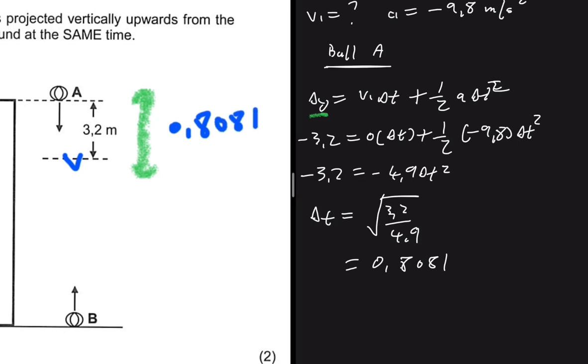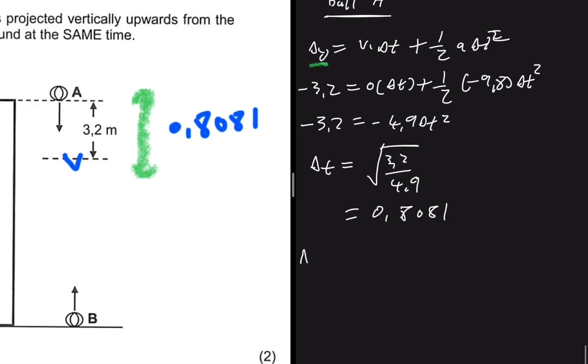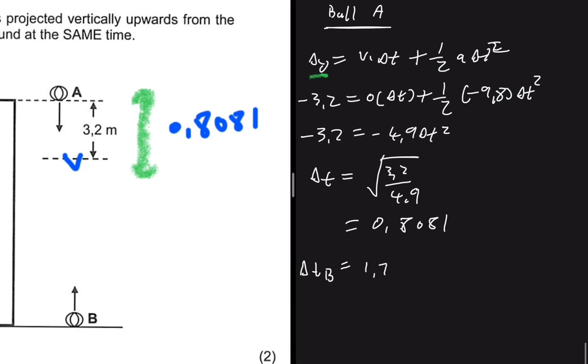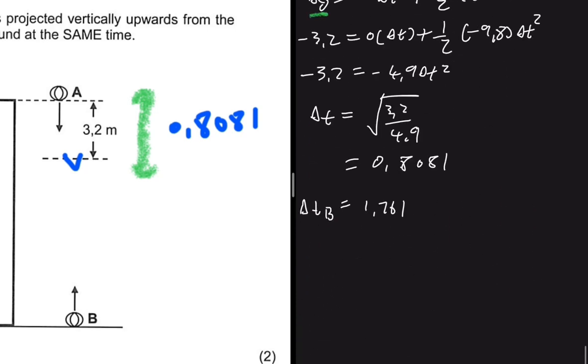Right, so to find the time for the entire motion of ball B, we can say that the time for ball B is equal to the total time for ball A, which is 1.76126, minus 0.8081. Let me just put that in my calculator real quick so that I can see what I get. I'm getting 0.95316 seconds. So that is the total time for ball B.